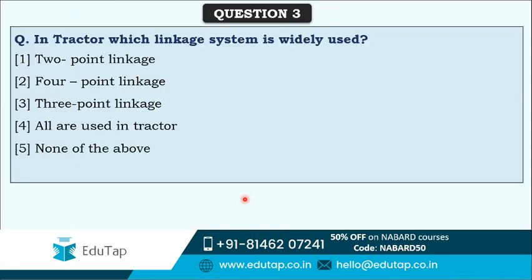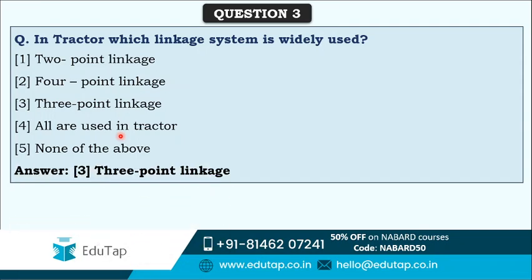Next question is, in a tractor, which linkage system is widely used? We all know that in tractors a lot of other equipments are connected, a lot of other equipments are linked. So tell me which linkage system is widely used in tractors. Options are: first, 2-point linkage; second, 4-point linkage; third, 3-point linkage; or fourth, all are used in the tractor. So these are the options. Tell me which linkage system is widely used in tractors.